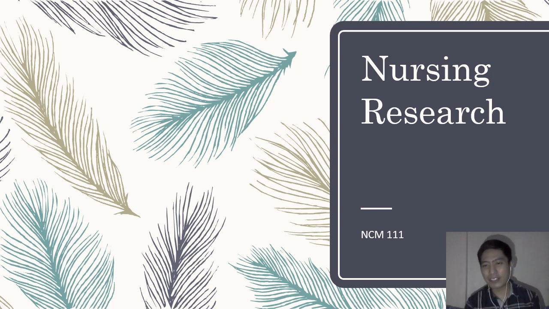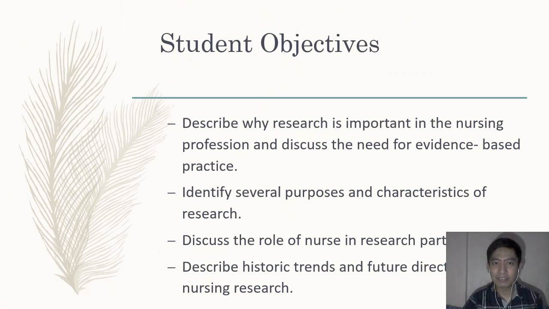So, what is research? This is more on the scientific inquiry to knowing the truth, and later we'll have a lot of meaning. For our student objectives: describe why research is important in the nursing profession and discuss the need for evidence-based practice. Identify several purposes and characteristics of research. Discuss the role of nurse researchers and describe historic trends and future direction of nursing research.